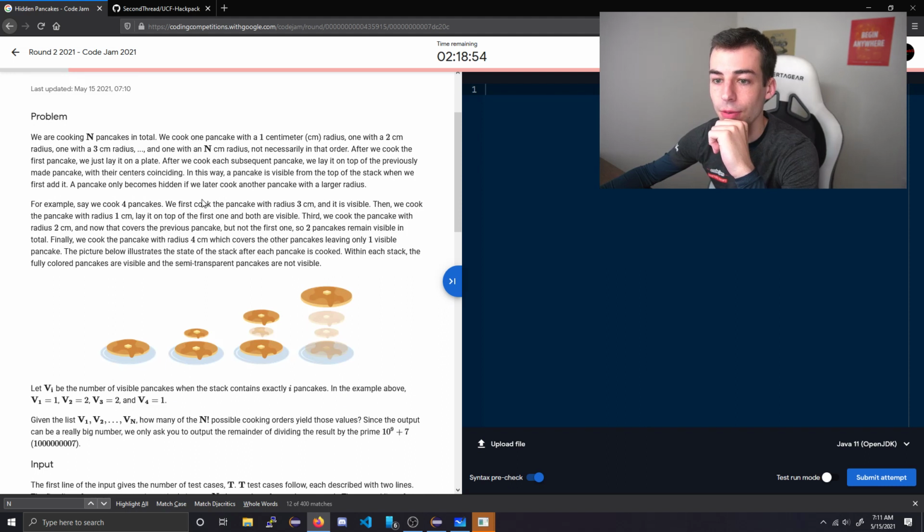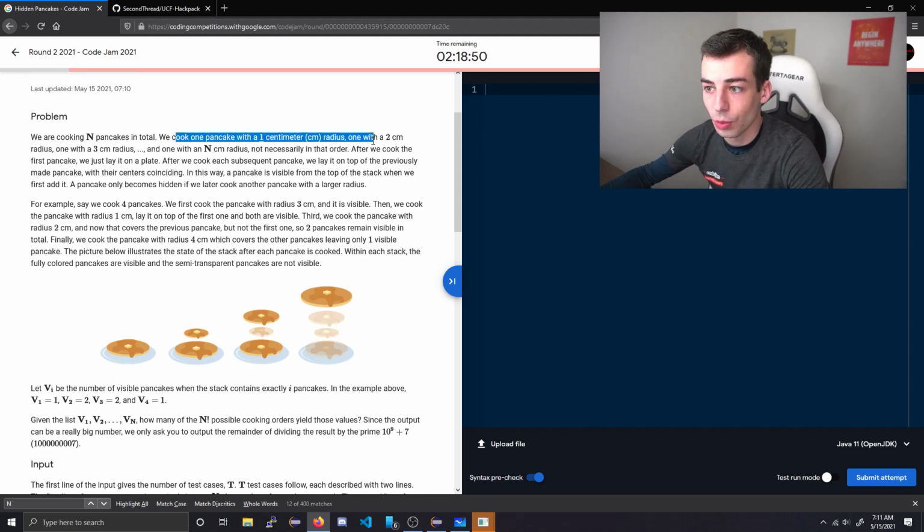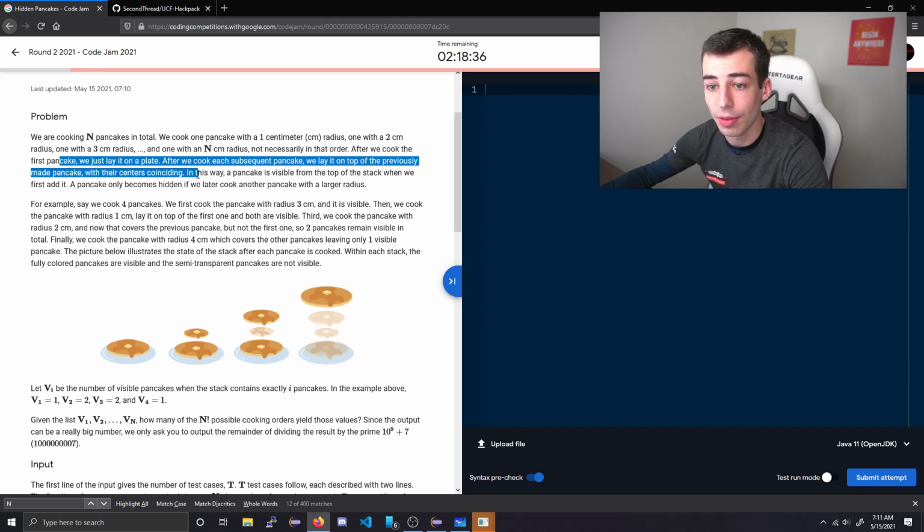Hidden pancakes. Alright. We cook a pancake with 1 centimeter radius, 2 centimeter, 3 centimeter, and so on, and one with n centimeter radius, not necessarily in that order. Sorry, it's loud. After we cook the first pancake, we just lay it on a plate. After we cook each subsequent pancake, we lay it on top of the previously made pancake, with the centers coinciding, such that a pancake is visible from the top when we first add it. It becomes hidden if we later cook one with larger radius.